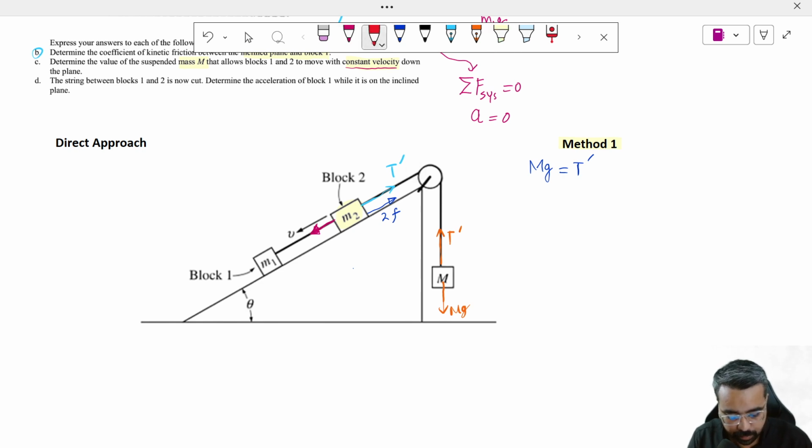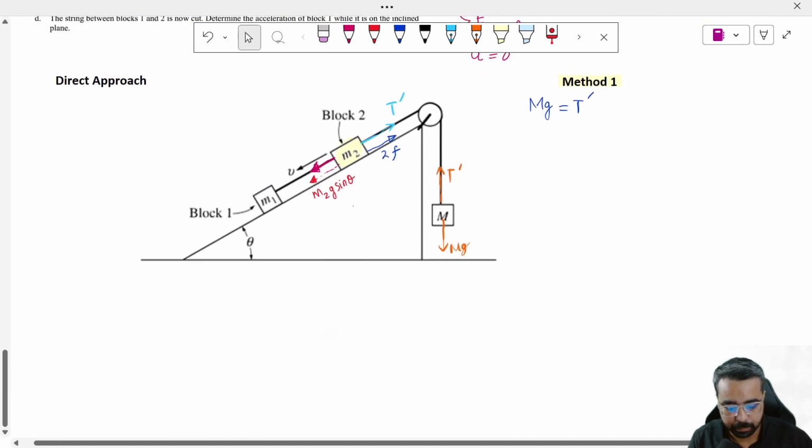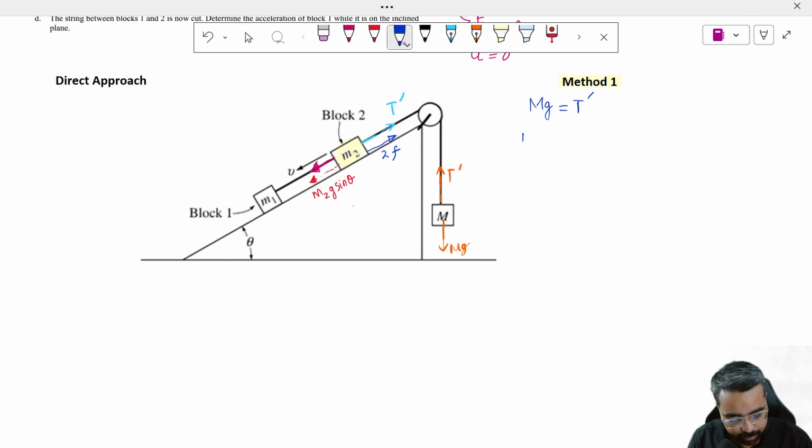And should I add, don't you think, a component of the weight, m2g sine theta? In fact, I had already shown you how we make the components, so that's why I have written it directly. So can I say for the mass m2, on the positive x direction, the sum of T prime plus 2F is equal to T plus m2g sine theta. Now once again we have another unknown, that is tension T. So to find the value of tension T, we need another equation.